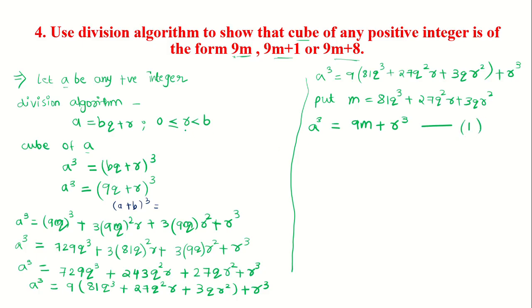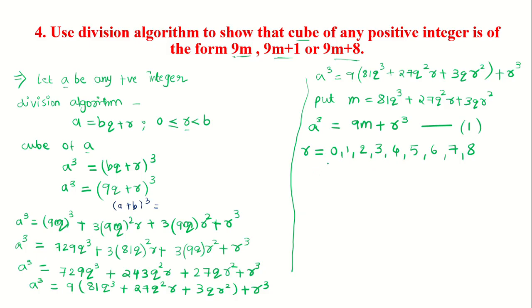Now we need to find the possible r values. So quickly tell me, what are the possible r values in this question? As the condition is 0 is less than or equal to r, r is less than b, what is the b value? It is 9. So we'll get all the values less than 9. What are the possible r values? 0, 1, 2, 3, 4, 5, 6, 7, 8. So these are all the possible r values.